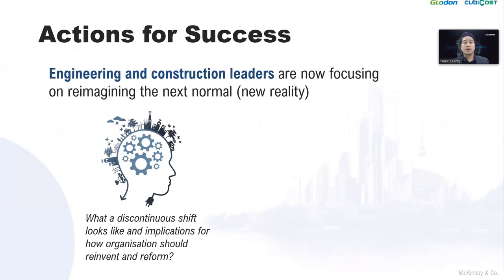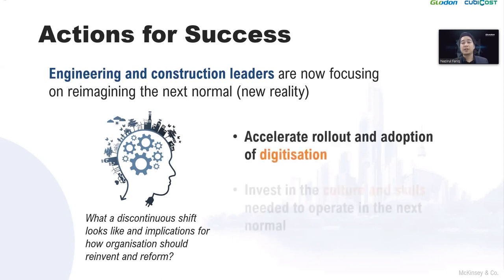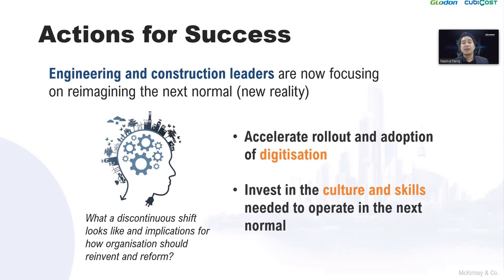When it comes to BIM adoption and implementation, we call for action from engineering and construction leaders to focus on reimagining the new next normal. The public as well as the private sectors have to work together, including academicians and government agencies. We need a big and structured action to accelerate the transformation and adoption of BIM in the industry. We also need to put effort into changing the culture and invest in the skills needed to operate in the next normal. So these are the two key things that we need to take action on.